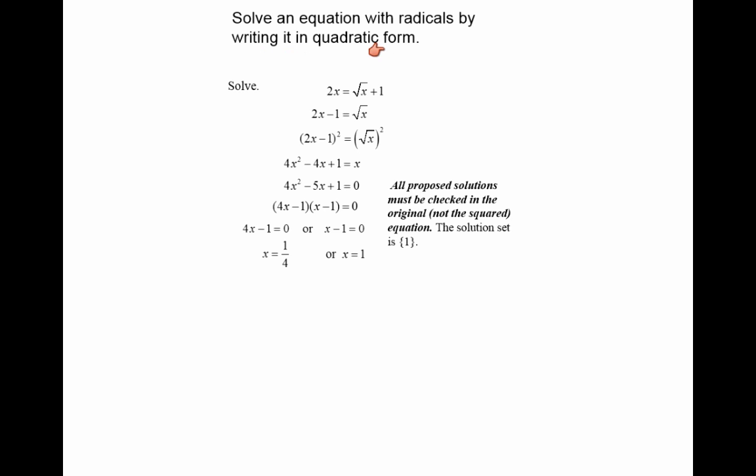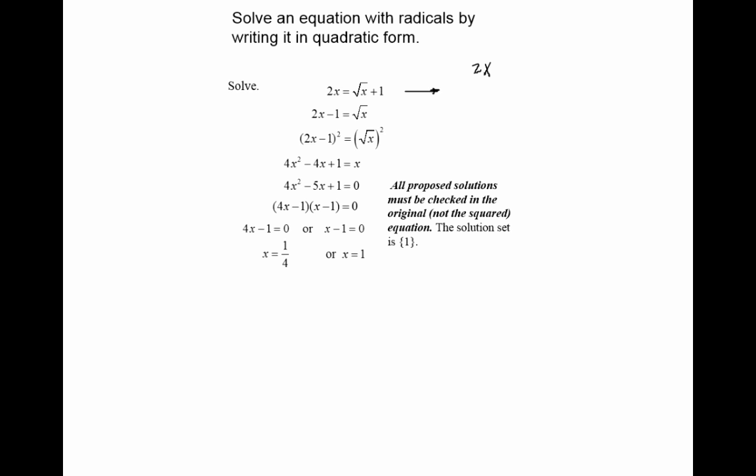Solve an equation with radicals by writing it in quadratic form. Here we have the equation 2x is equal to the square root of x plus 1. We have an equation that involves a radical. The first step is to isolate the radical.